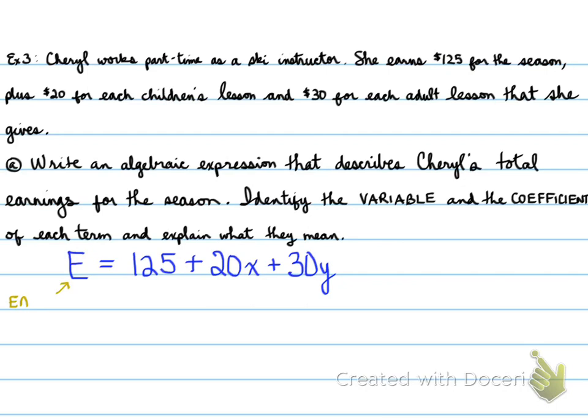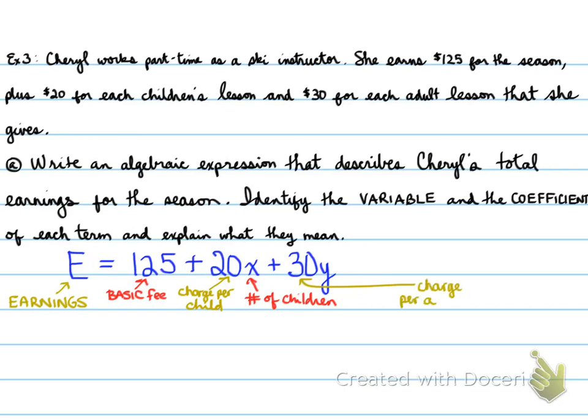And we need to identify every variable and every number. So E stands for earnings. 125 stands for her basic fee that she earns regardless of whether she coaches anyone or not. $20 represents her $20 fee per children's lesson, so the charge per child. And x is the number of children that she's going to be coaching. 30 represents the charge per adult. And the y represents the number of adults. So that's what you do when you identify each of the variables.